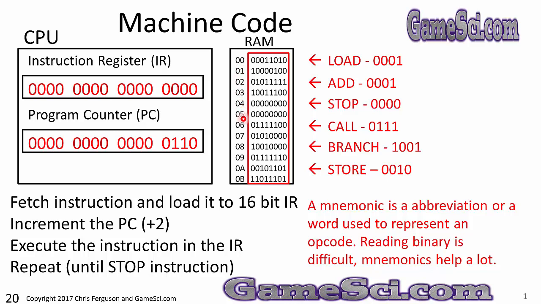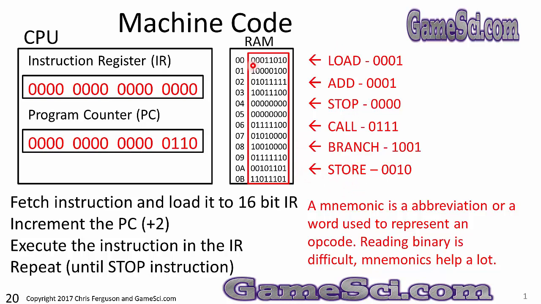Reading binary code is a very, very difficult task. A mnemonic is an abbreviation or word used to represent an opcode. Reading binary is difficult. Mnemonics help a lot. Rather than memorizing 0001 is the load command, we use the mnemonic load to specify it. When you're looking at a dump of a binary program, it is helpful when that dump uses mnemonics instead of raw binary. Mnemonics are examples of load, add, stop, call, branch, and store. All of these are mnemonics that represent certain codes.